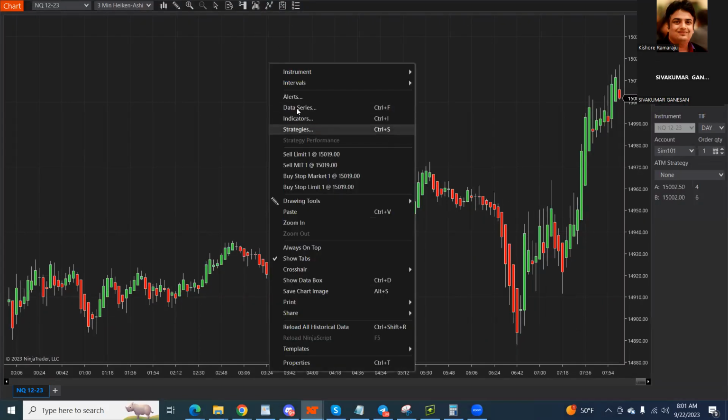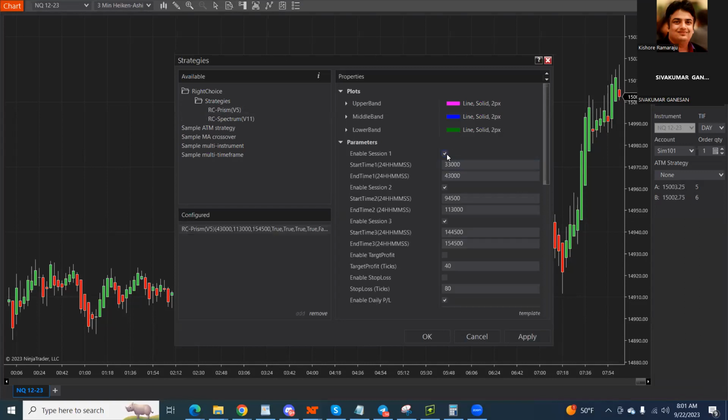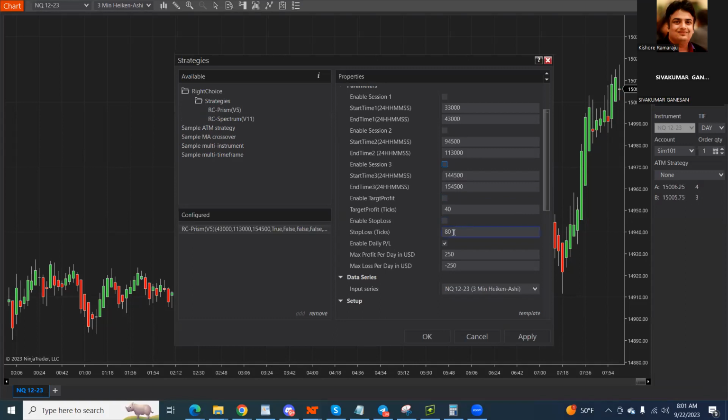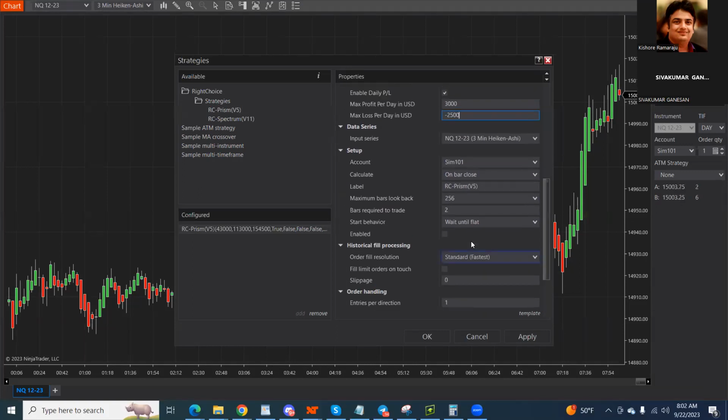So I shared a message here on how to lease the bot. I have Prism V5, that is fine. The only thing is you just unselect all the time frames and put a higher target, something like $3,000 in the target, and the stop loss you can put 2,500. Okay. Yeah. Apply.